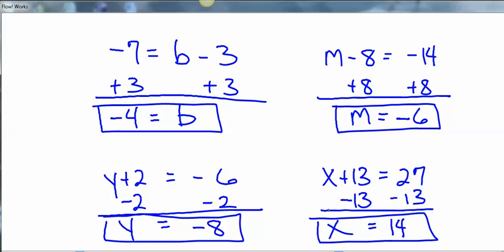Okay? So I told you you'd see 5 types of problems today. You've seen 2. You've seen where they're subtracting from the variable, and you've seen where they're adding to the variable. Agreed? Alright, so let's move on to page 89, problem 3.